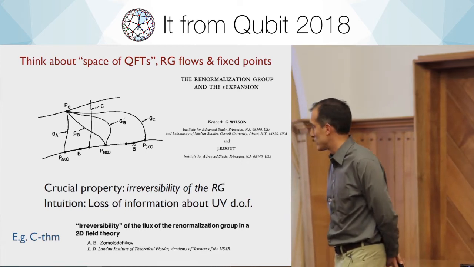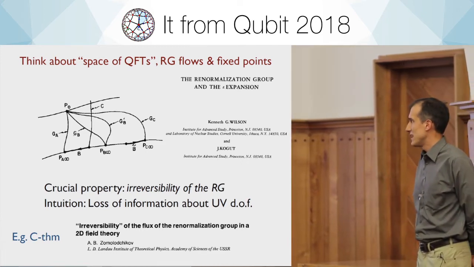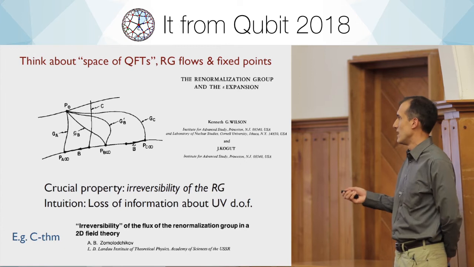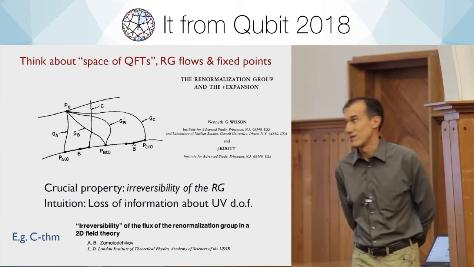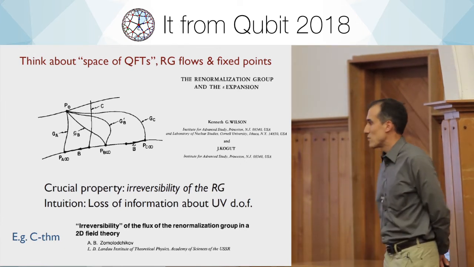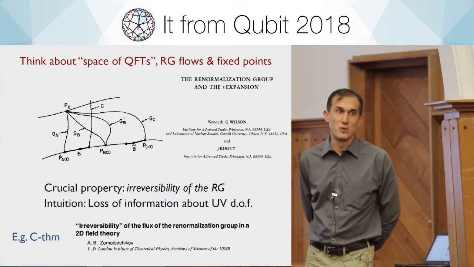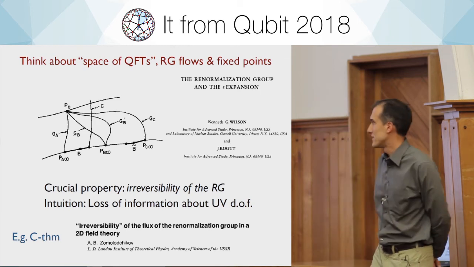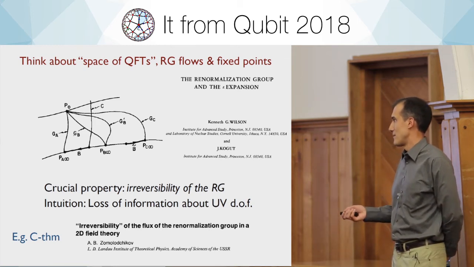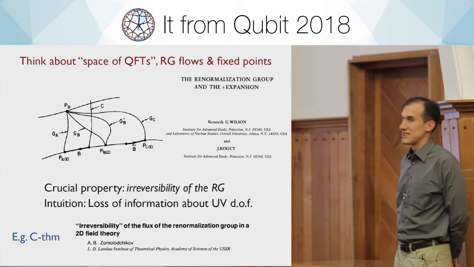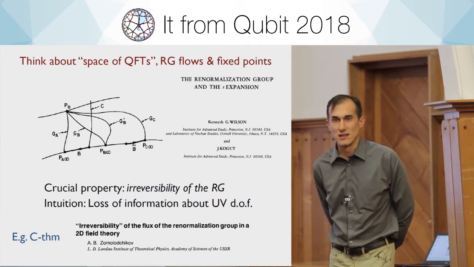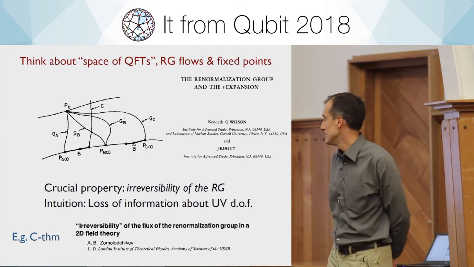So the property I want to focus on today is that over the years, there have been indications that these flows are in fact irreversible, something like the second law of thermodynamics. The intuition being that as you integrate over these high energy degrees of freedom, you are losing information. Okay? And perhaps the most famous example is this Zamolodchikov C theorem that establishes the irreversibility in 2D CFTs and the flows there.